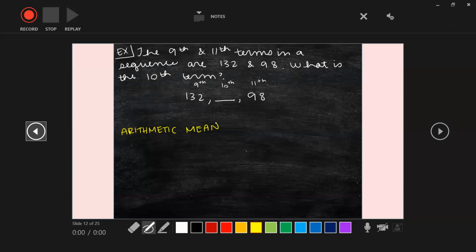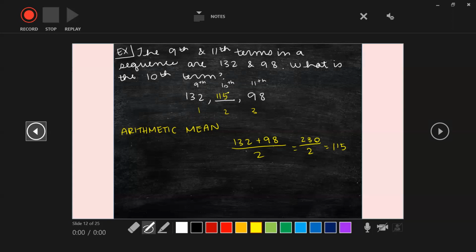The arithmetic mean says that there's 1, 2, 3 numbers, and I'm trying to find the middle one. So I can take 132, I can add 98, and if I divide that by 2, that will be my answer. So 132 plus 98 is going to be 230. Is that right? Yeah. Divided by 2 is going to be 115.